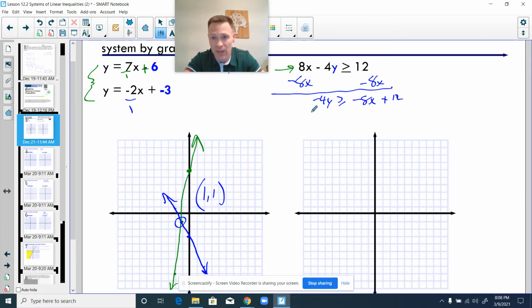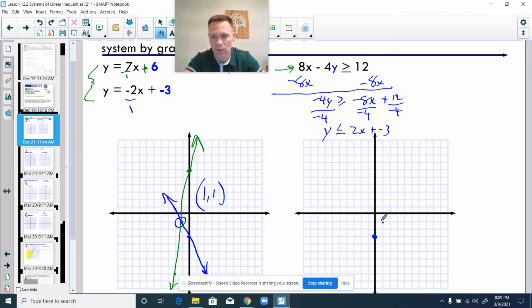All right, now I'm going to divide by that negative 4. Remember, when I divide by the negative, I have to flip the sign. So I'm just going to do that right away so I don't forget. And so I end up with y is less than or equal to, negative divided by negative is positive, 8 divided by 4 is 2x. And then 12 divided by negative 4 is negative 3. So my y-intercept is negative 3, which is right here. And my slope is 2.